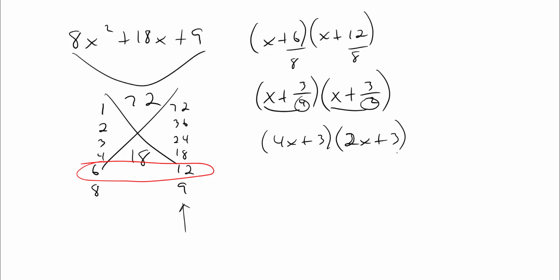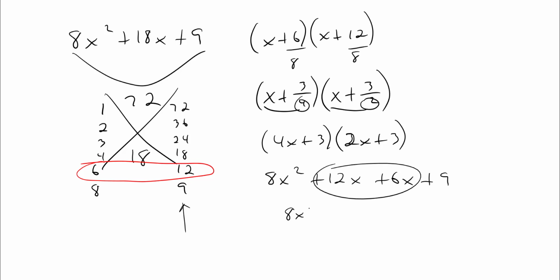That was kind of a little nasty one, but as long as you know the x method, you're good to go. I could check it by foiling it out. So look at it. You get 4x times 2x is 8x squared. 4x times 3 is 12x. 3 times 2x is 6x. And 3 times 3 is 9. So these combine, so 8x squared plus 18x plus 9. Same thing. Okay? All right, that's cool.